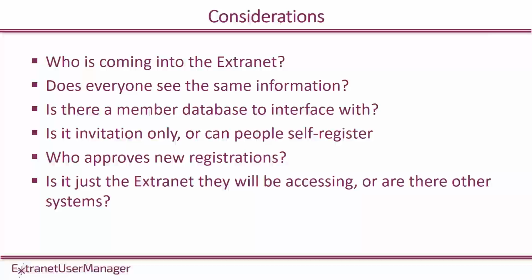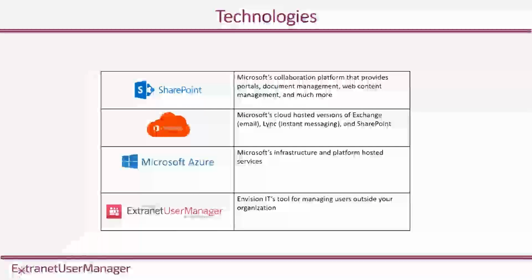How do people come into the extranet? Is it invitation only, where you know who those external users are? Or do you want it to be discoverable, maybe on your public-facing website, where people can self-register, go through an approval process, and then have access to your extranet from there? And what does that approval process look like? And then ultimately, are they just coming into a SharePoint portal, or are there other systems? Quite often we're dealing with single sign-on into multiple different systems for those external users, and understanding what those are, how they authenticate, and what that's going to look like.